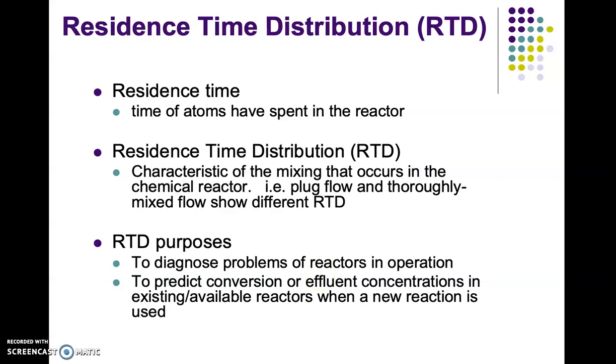You learned before that CA is actually CA0(1 - X). This is the stoichiometry. So once you predict the exit conversion, the outlet conversion, you can also predict what the effluent concentration is.